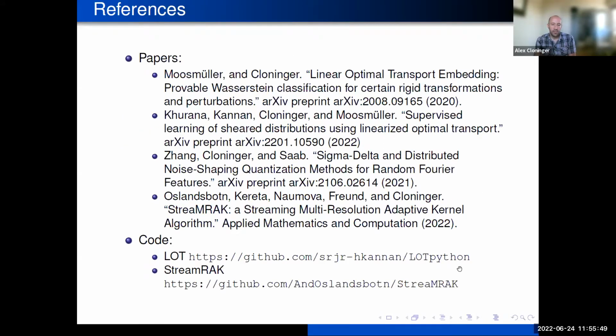If you want to see what some of these papers are, we've got our LOT paper. This is about to be published in Information and Inference. This one is for the binarized RKHS. If you're interested in streaming methods, I recommend this paper here on streaming kernel, and we've got code available if you're interested. So yeah, that's about it. Thank you.